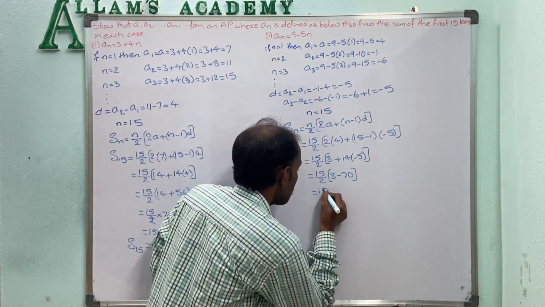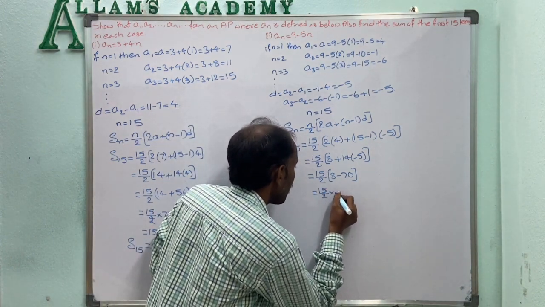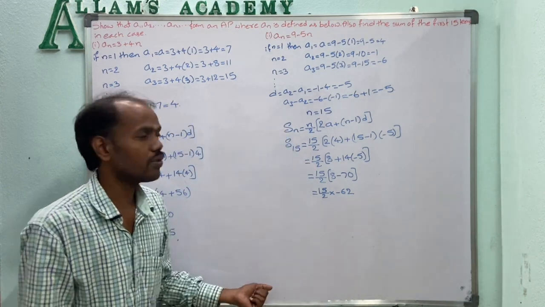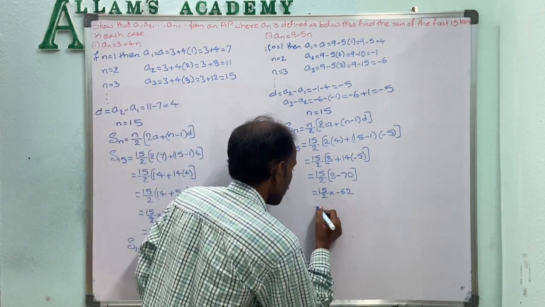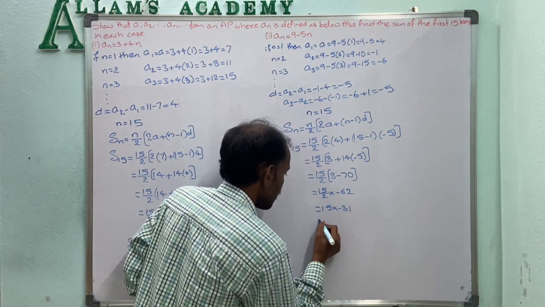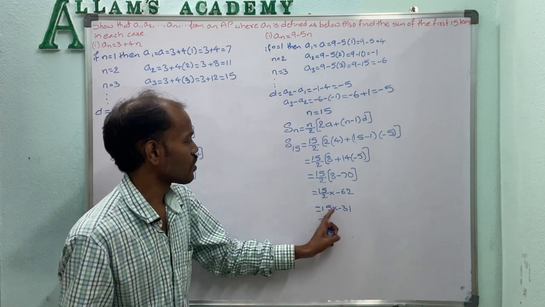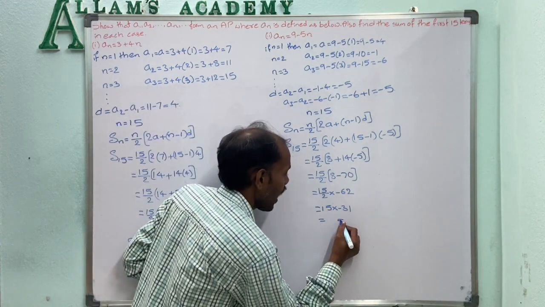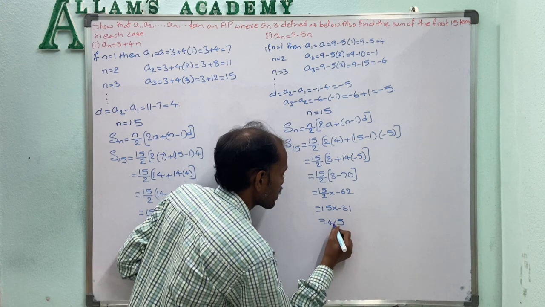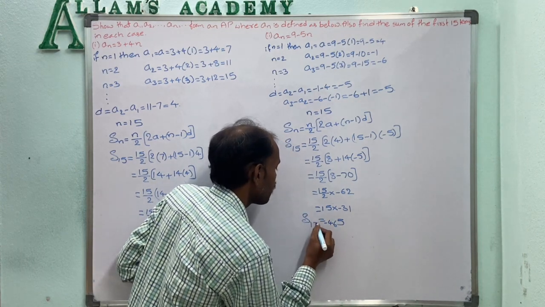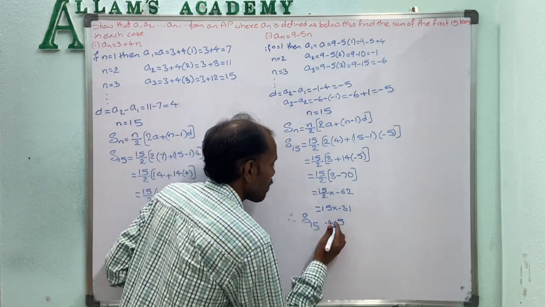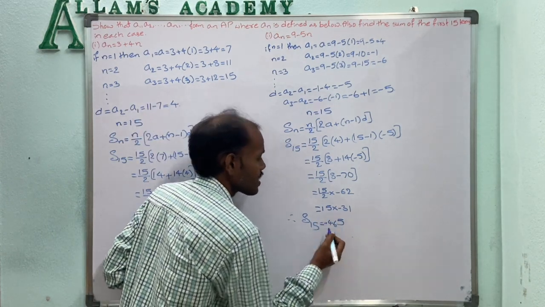So 15/2 × (−62). −62 divided by 2 is −31. So 15 × (−31): 15 ones are 15 and 15 threes are 45, that means −465. So the sum of the first 15 terms of this arithmetic progression is −465.